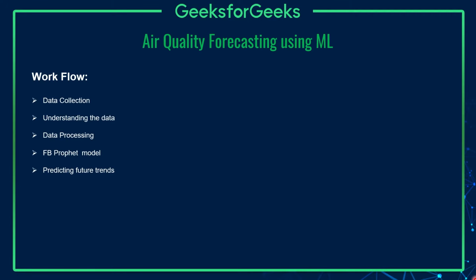First we have to collect the data, and then we have to do some basic analysis and understand the data, and later we will process this data. Once the processing is done, then we can feed this data to our FB Prophet model and predict the future trends and so on. Okay, so now let's go to Google Colab in order to do the Python programming.